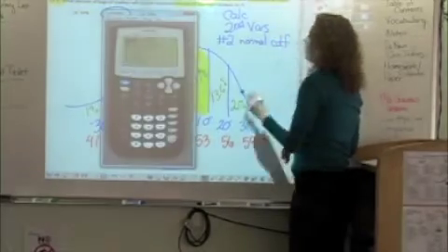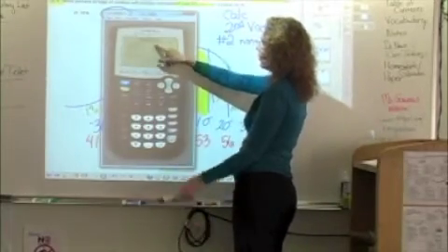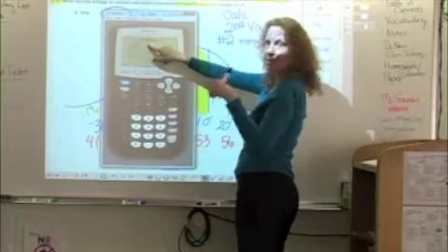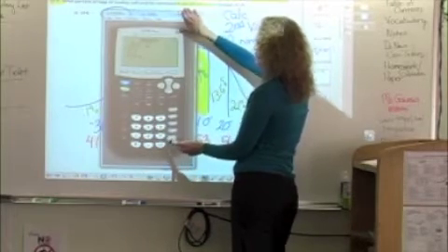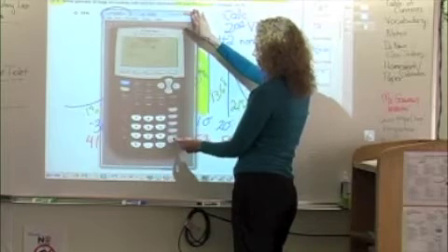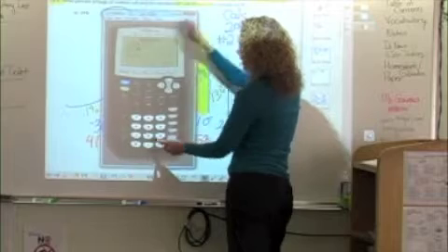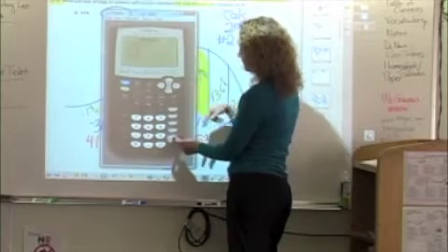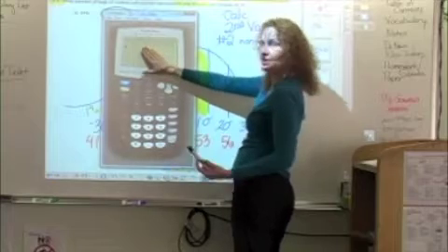Okay. So number 2, normal CDF, hit enter. Our lower is going to be our smallest value, which is 47. Our upper is our higher value we're looking for, 53. This again is our mean, which represents our mu, 50, and then our standard deviation of 3. You then hit enter and enter again, and it will actually give you the percentage.